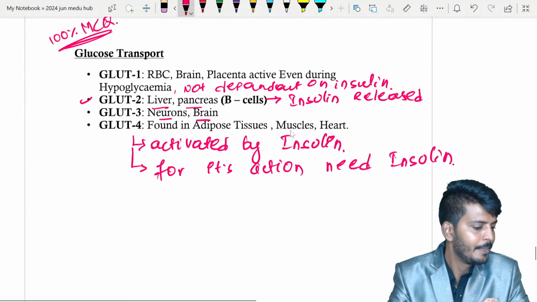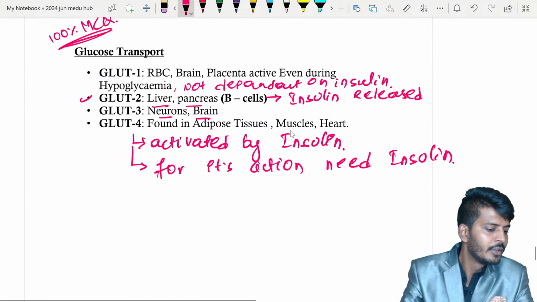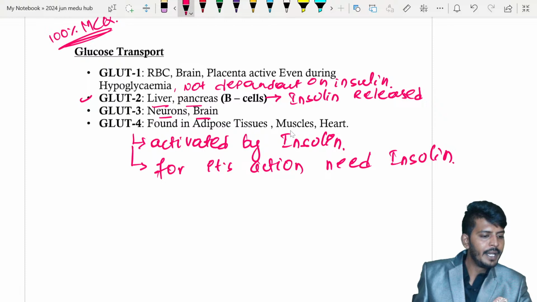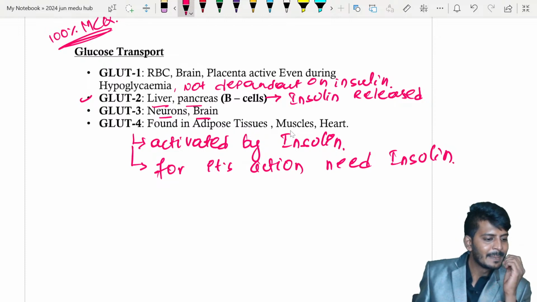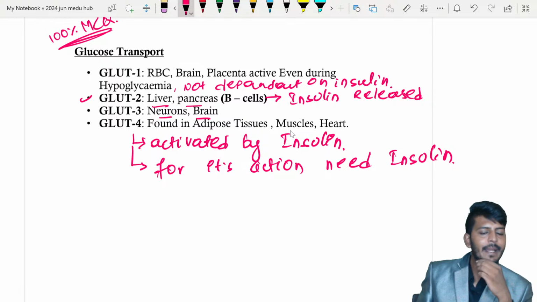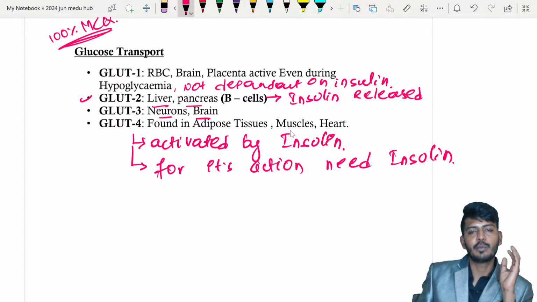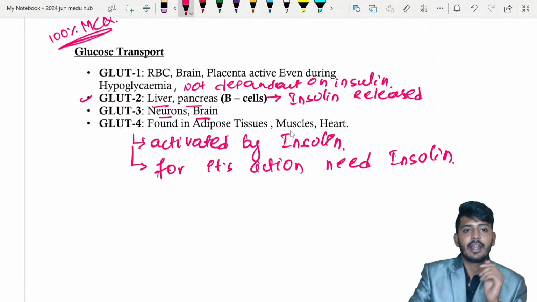Okay, so GLUT2 is located mainly in the beta cells of your pancreas. This is important, and you have to remember it.